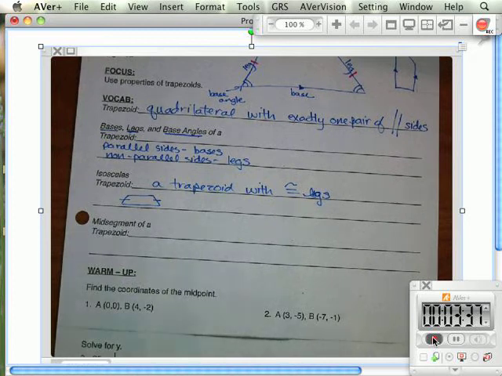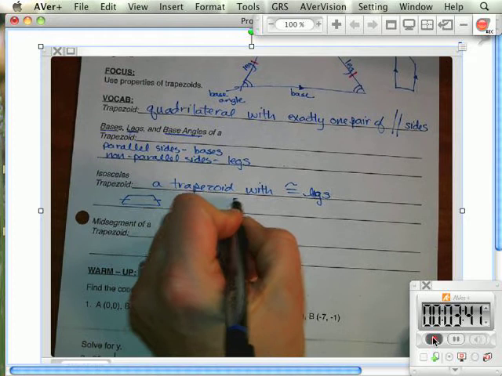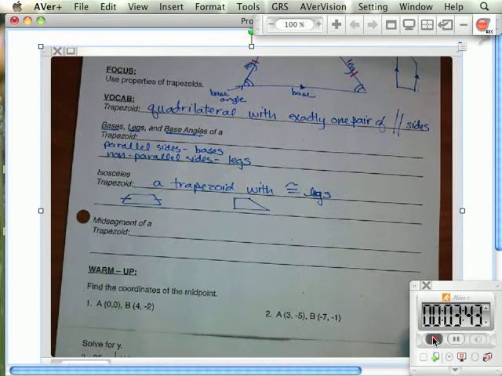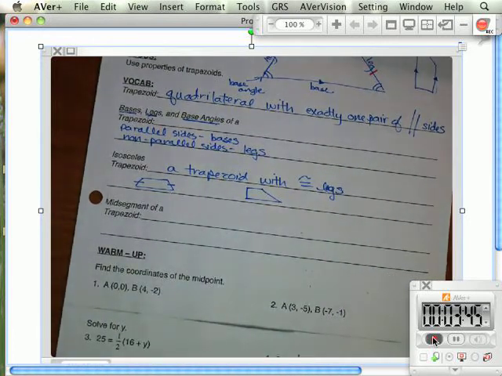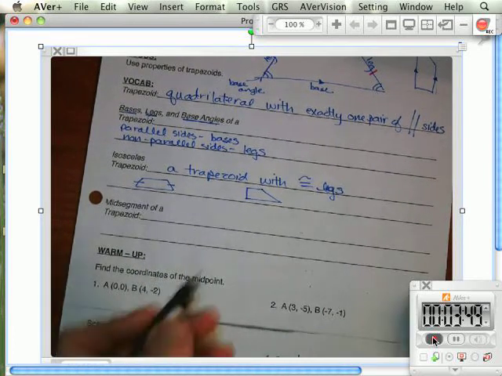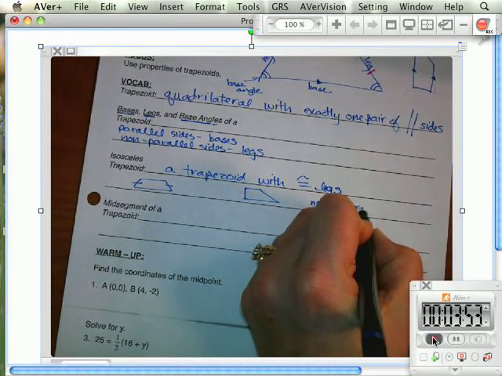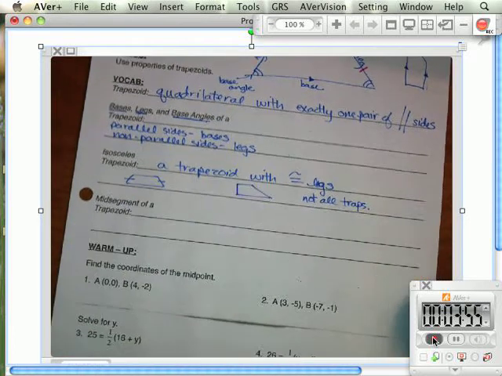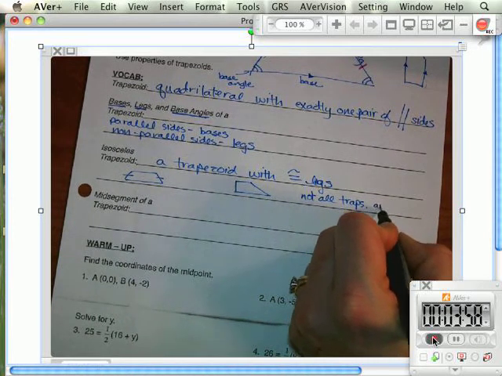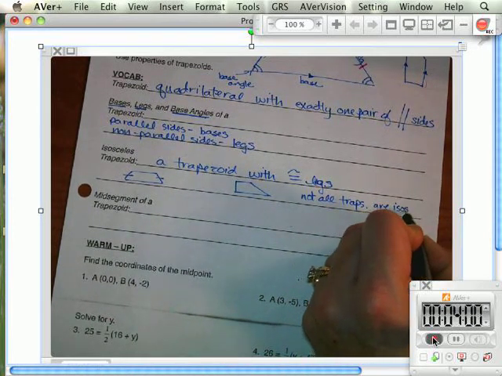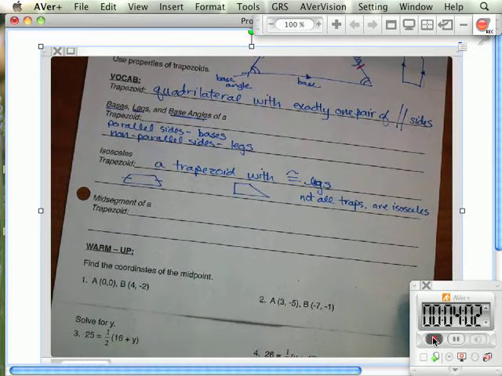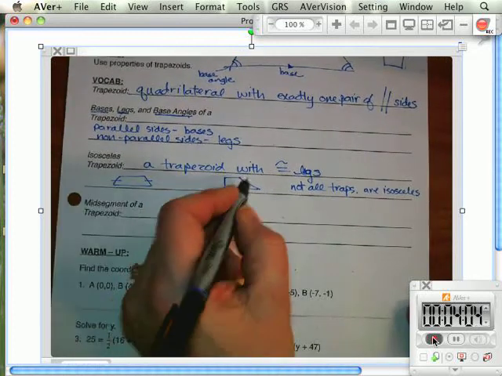Are all trapezoids isosceles trapezoids? Heck no. What if you had one like that? Is that an isosceles trapezoid? No, and it's a common mistake students want to make, saying that all of them are. So not all trapezoids are isosceles. This is not an isosceles trapezoid.